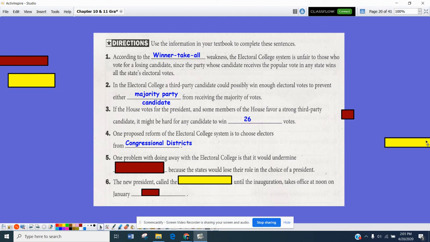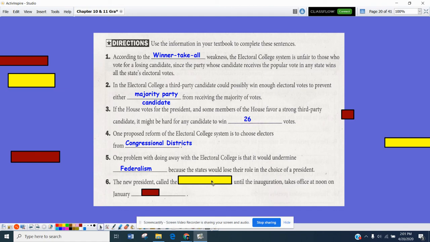Number 5, one of the problems with doing away with the Electoral College is that it would undermine this whole idea of federalism because states would lose their role in choosing a president. There are some people today that would love to see the Electoral College eliminated. Matter of fact, a lot of them are Democrats. I would be one to say that maybe our founding fathers knew something, and maybe this is something that we want to keep in place as a way to protect our states, particularly small states like Nebraska.